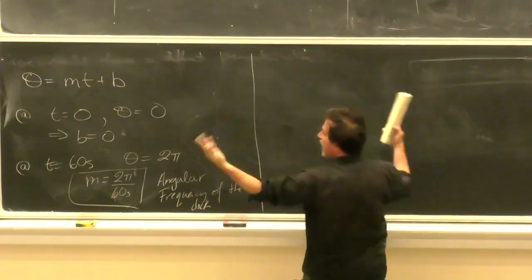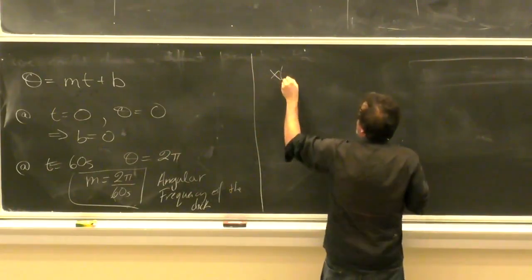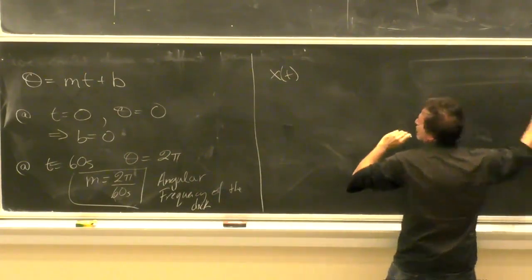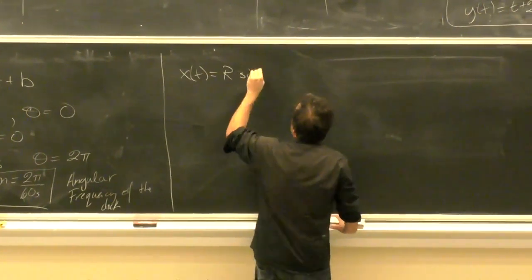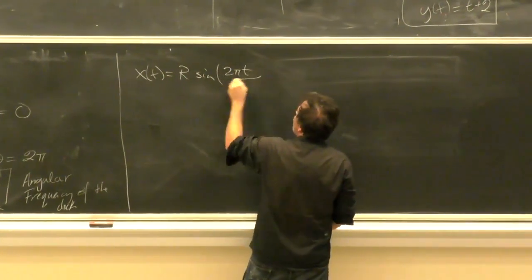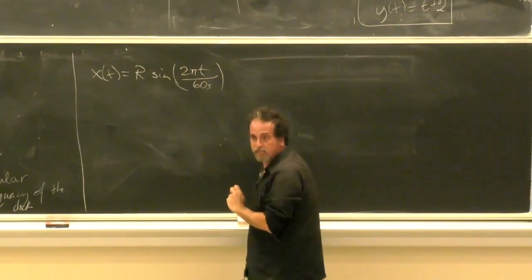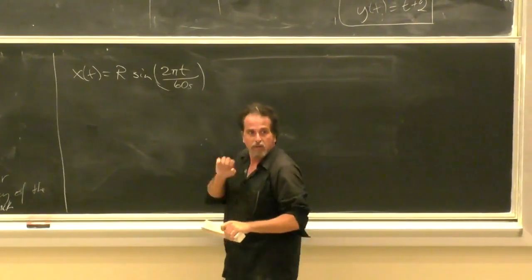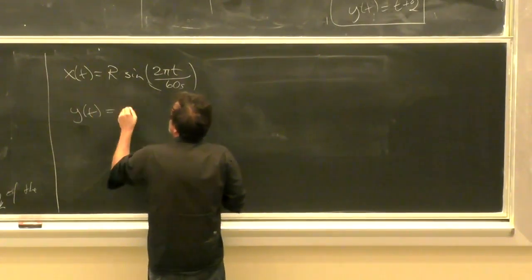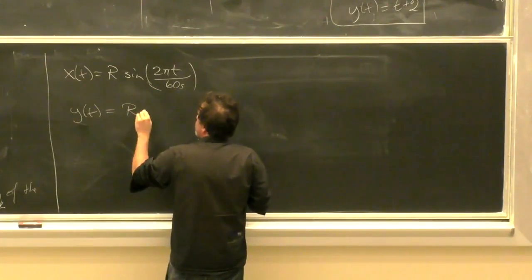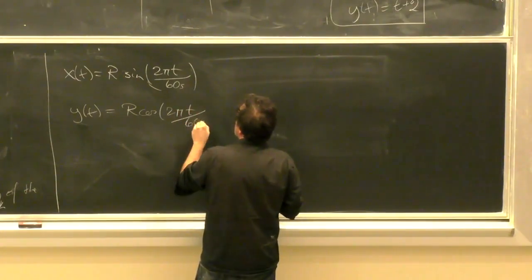Now, we substitute that theta, which is now a function of time, into the original problem, and we have x, which is a function of time. We have the parametric form of x. x of t is equal to r times the sine of 2 pi t over 60 seconds. And I like to keep the 60 seconds there so you know that t has to be measured in seconds, because you have to have seconds over seconds to cancel one another out, because sine has to have a dimensionless argument. And y of t equals r times the cosine of 2 pi t over 60 seconds.